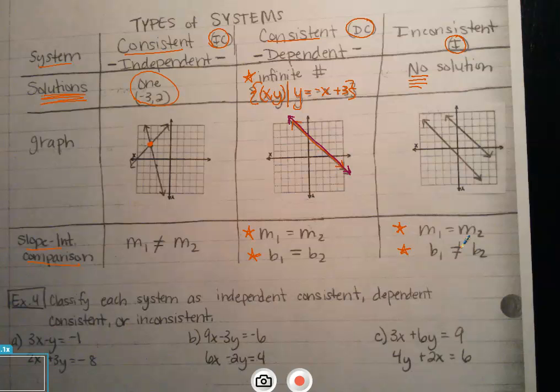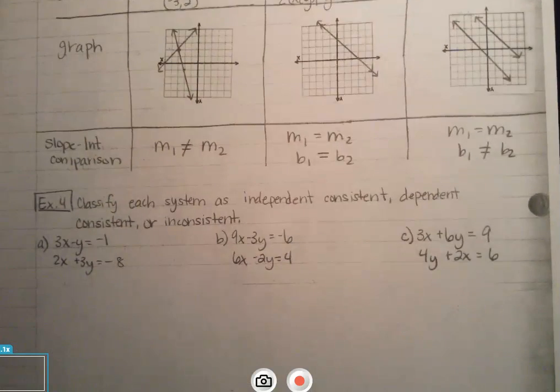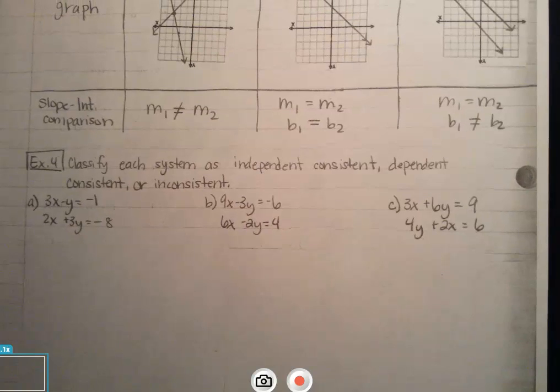Okay, so you can look at those things. But if the slopes are different, then you know it's that independent consistent and you're only going to get one answer. If the slopes are the same, like in the dependent consistent and the inconsistent, then you have to also look at the y-intercept. So keep this chart handy as we're going through and doing some classification. All right, so let's do example 4 and do some classification. You're going to have it handy on your page to look at, me not so much.